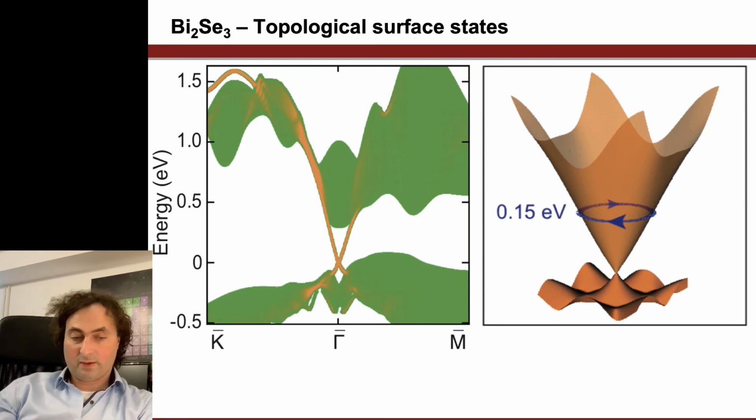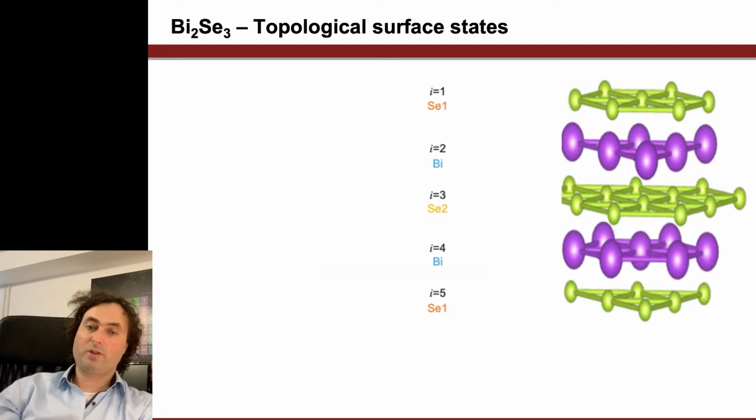It's also nice that if you have some distortions, you will not destroy this two-dimensional electron gas because you're topologically protected.